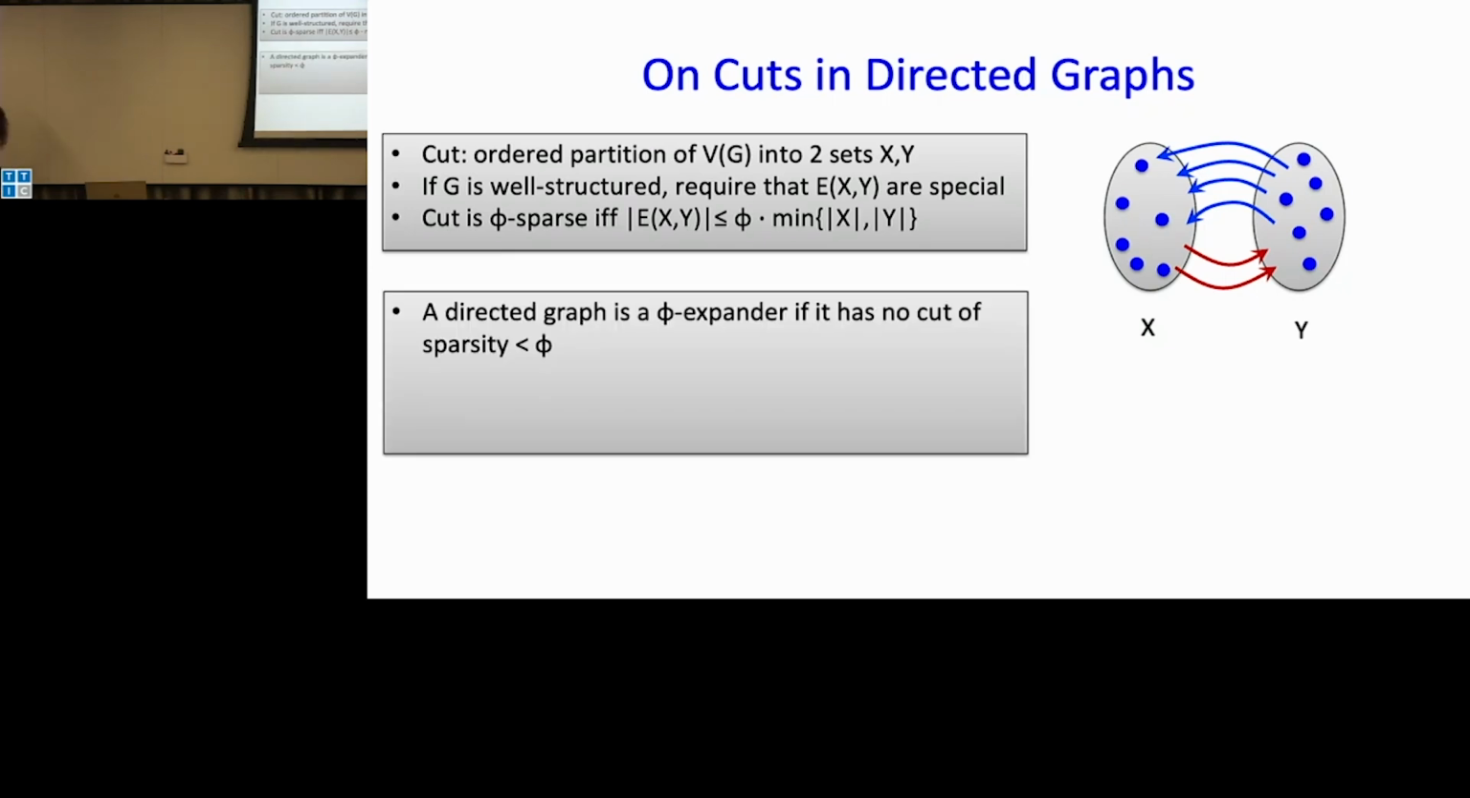And then we say that the graph is a phi-expander if it has no cut of sparsity less than phi. And just like in undirected graphs, if your graph is a phi-expander, for every pair of vertices, there is always a path connecting them whose length is roughly 1 over phi, log n over phi. And it's in both directions, so there's going to be a path in this direction and a path in this direction.